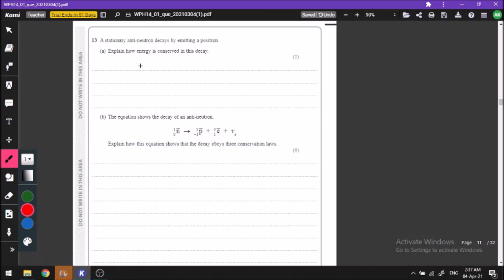Okay, a stationary antineutron decays by emitting a positron. So what happens is, we have an antineutron and it decays, and after the decay we have a positron. As you can see, this circle is smaller than this circle. This is just to signify that the antineutron is heavier than the positron. The antineutron has more mass. Then what happens to the missing mass? That is basically what they're asking. Explain how the energy is conserved in this decay.